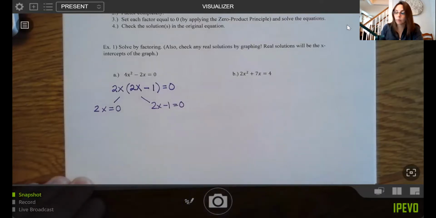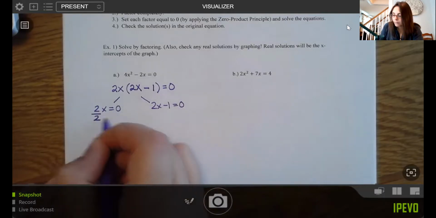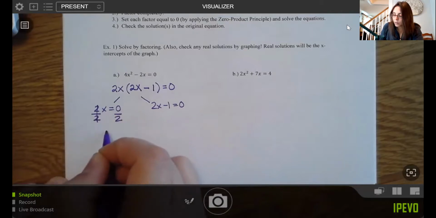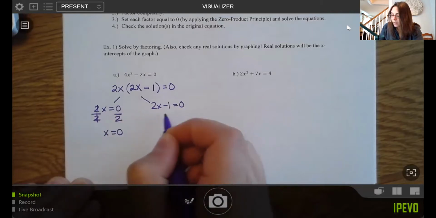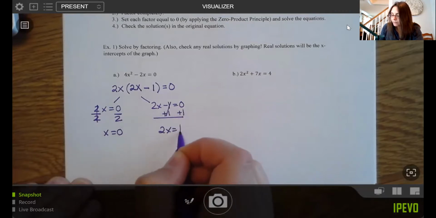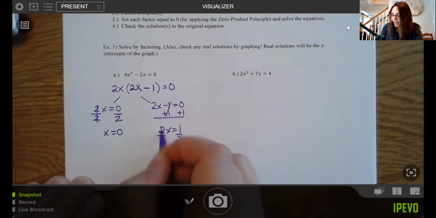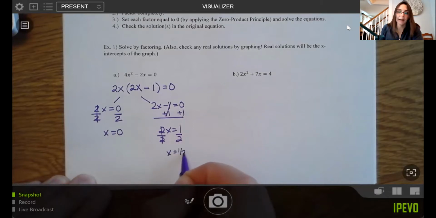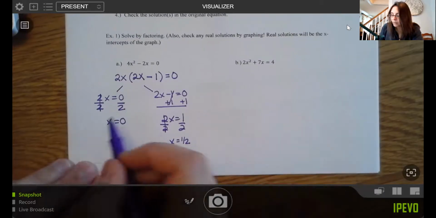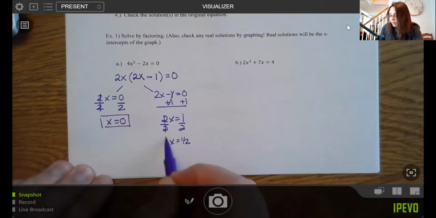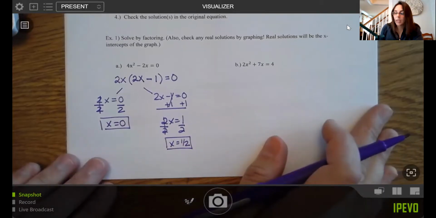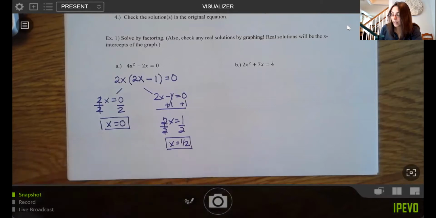So now we just have a regular problem. I divide this first one by 2 and I get x equals 0. Here I'm going to add 1 first. I get 2x equals 1. Divide this by 2 and I have my solution, x equals 1/2. So in this case, I have 2 real number solutions that complete this equation.